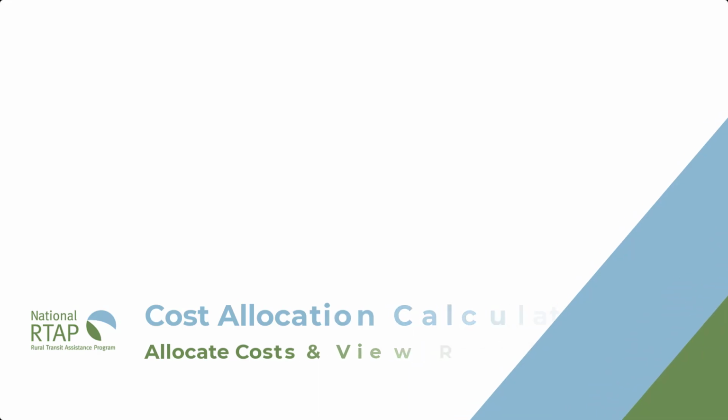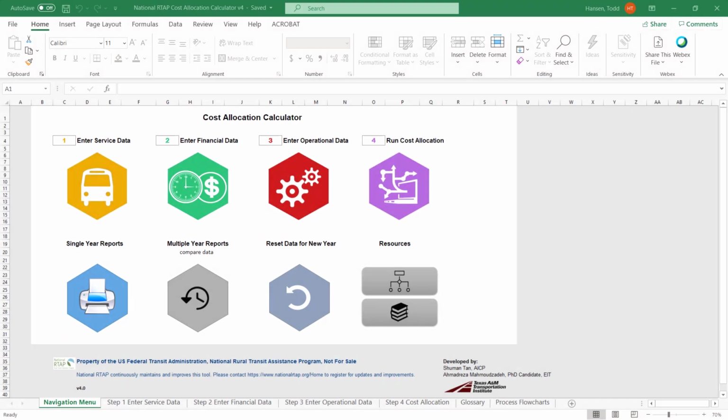Once you have completed all data entry in steps 1 through 3, the final step is to allocate the financial data you entered in step 2 by router service, mode, service area, type of service, type of sponsor, primary funding source, and individual sponsors. The application does this all with one click.